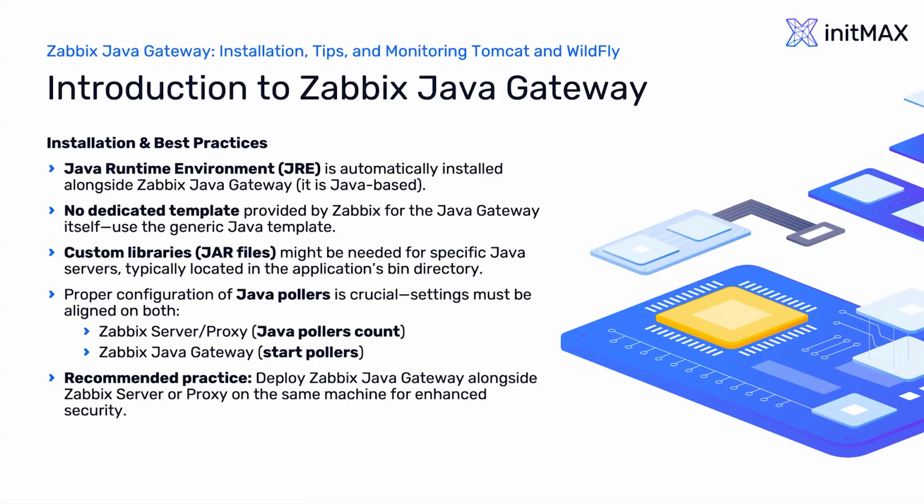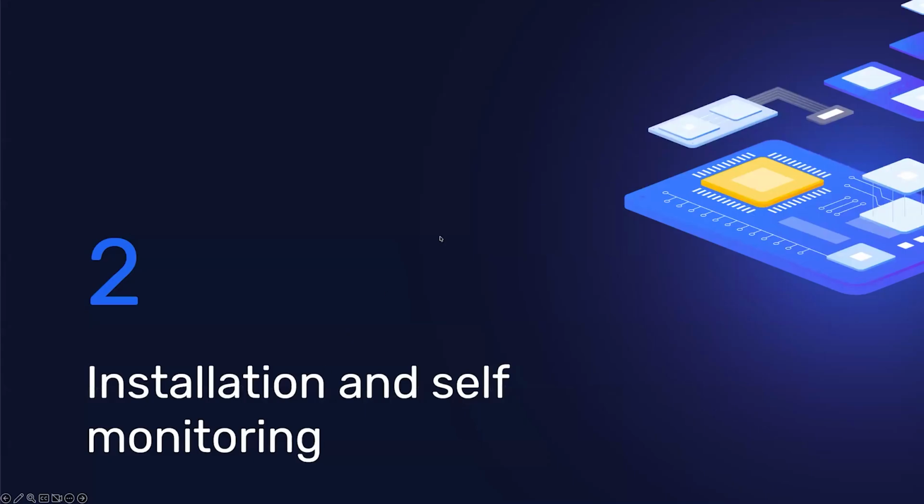Recommended practice: deploy Zabbix Java Gateway alongside the Zabbix server or proxy on the same machine for enhanced security. Since we don't have encryption, if everything is deployed on the same machine, like I have a proxy and gateway here, communication between the gateway and proxy is purely internal. We don't need to worry about anything so much. And the outgoing connection to the server, for example from the proxy, is no problem. We can encrypt that and make sure that there's no plain text data traveling over the network.